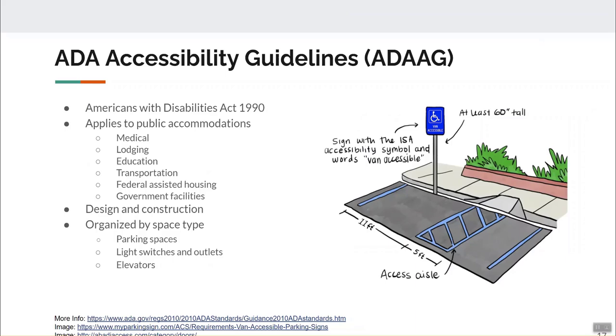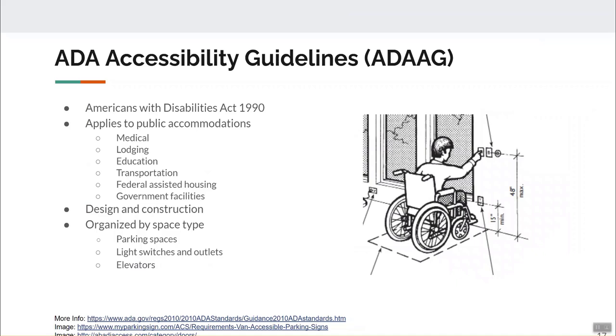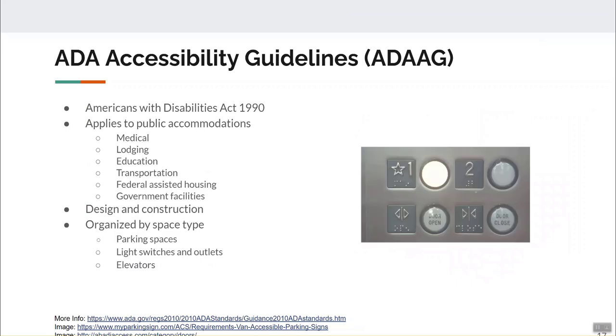So we have parking spaces. This image shows us that the van accessible sign needs to be at least 60 inches above the ground. And light switches and outlets also need to be a certain height above the ground so that a person that uses a wheelchair is able to use them. And for people who are blind, elevators need to have Braille next to the push buttons. And hopefully along with that, there's some sort of auditory signal that tells the person what floor they're on or if the door is open or closed.